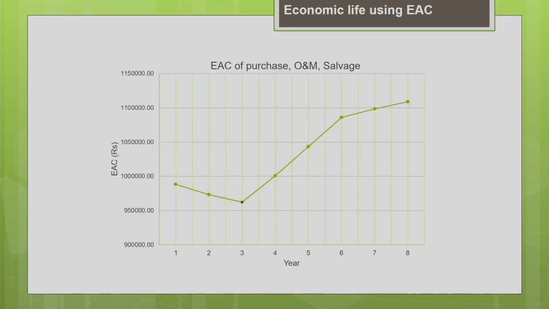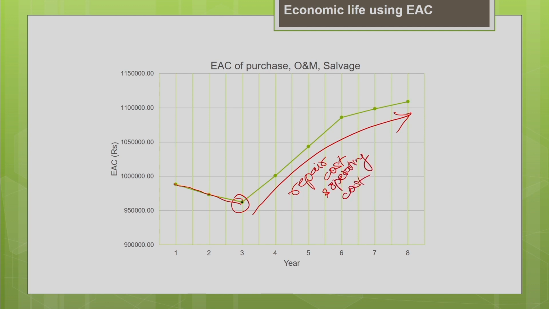So, you can see the pictorial representation of the cost plotted. You can see it is reducing, reaches a minimum at time 3, and after that there is a significant increase in the cost. This increase will be due to the increase in the repair cost and the operating cost associated with the machine, due to increase in age of the machine. That is why before the repair cost and operating cost increases significantly, you are supposed to replace the machine. So, the optimum replacement time of this machine, or the economic life of the machine, is the third year.